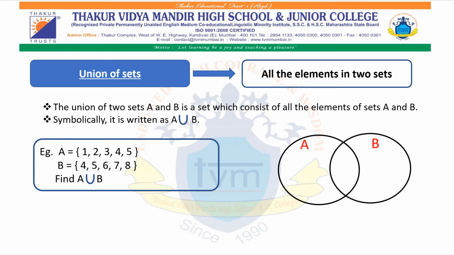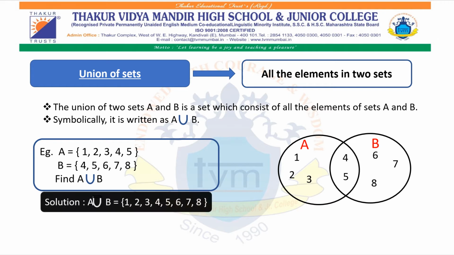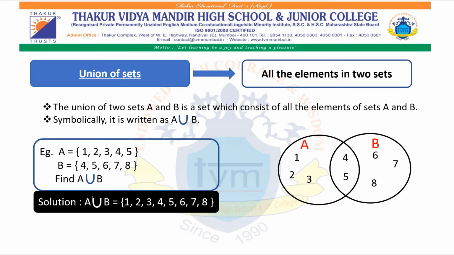The common elements will again be written in that common area, that is 4 and 5, and non-common elements will be written in their respective sets. Now, while writing A union B, we will write all the elements, and the elements which are repeated, 4 and 5, will be written only once. Therefore, it will be written as A union B is a set of 1, 2, 3, 4, 5, 6, 7, 8.